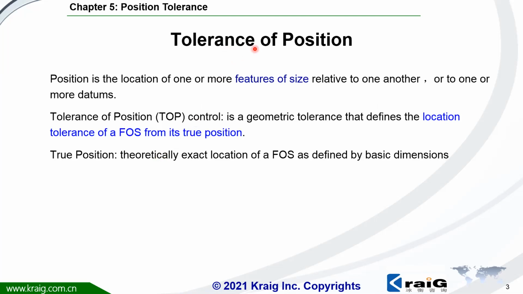As we said, the position tolerance is the location tolerance for one or more features of size. These relate to one another or to one or more datums. Position tolerance could be used to locate FOS relative to each other or relative to the datums. TOP usually is to define the location tolerance of FOS from the true position. What is true position? Theoretically exact location of a FOS as defined by basic dimensions.